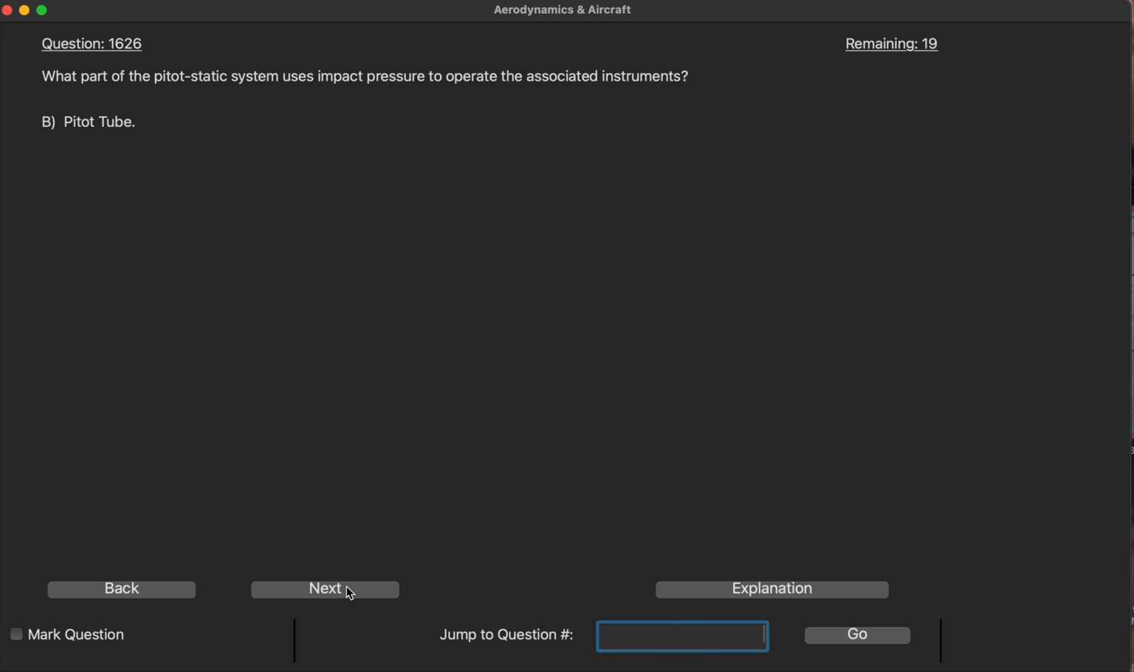What part of the pitot-static system uses impact pressure to operate the associated instruments? The pitot tube, ram air. What do manufacturers/POHs suggest as a primary way to avoid an impending stall? Decrease your angle of attack.